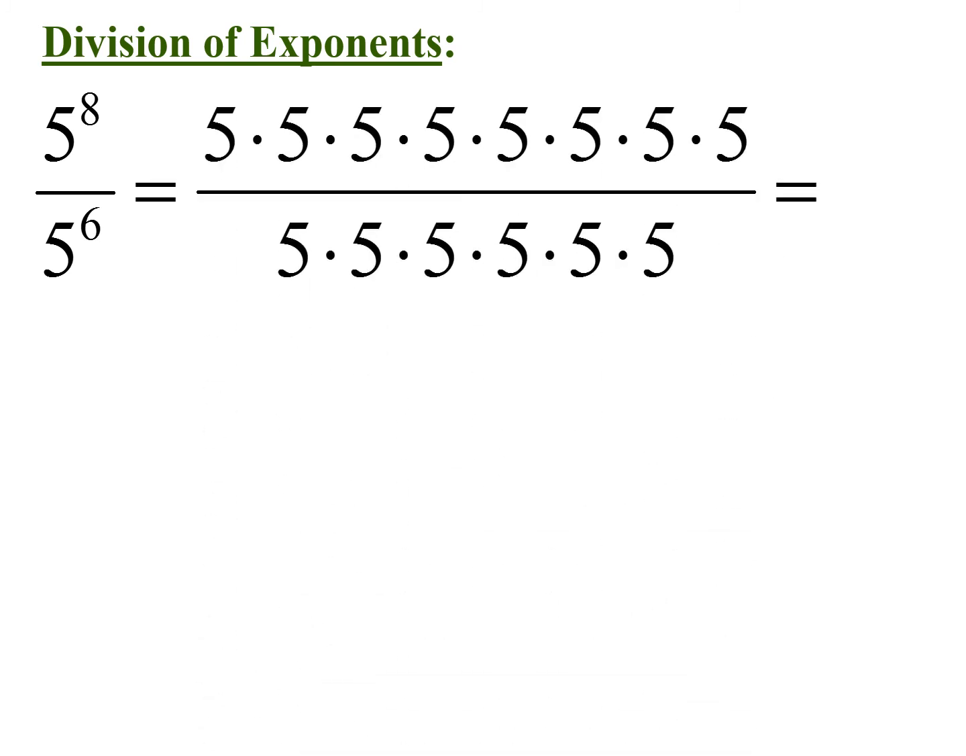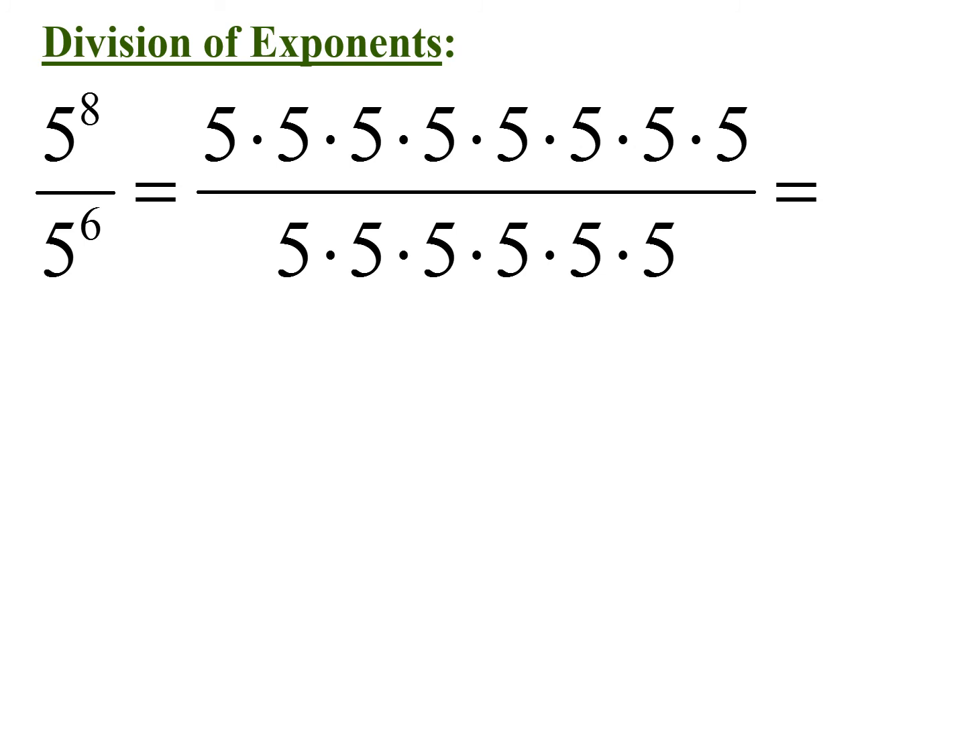Next, we're going to move on to the division of exponents. So to explain the division of exponents, we're first going to look at an example. If I have 5 to the 8th power divided by 5 to the 6th power, 5 to the 8th power is 5 times 5 times 5 times 5 times 5 times 5 times 5 times 5. That's 8 5s being multiplied together. In the denominator, we have 5 to the 6th power, which is 5 times 5 times 5 times 5 times 5 times 5. There are 6 5s being multiplied together.